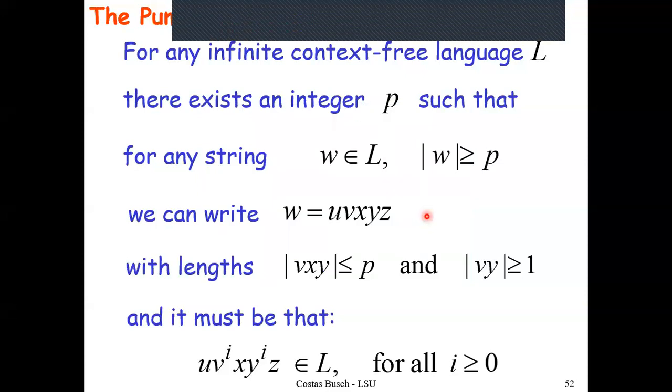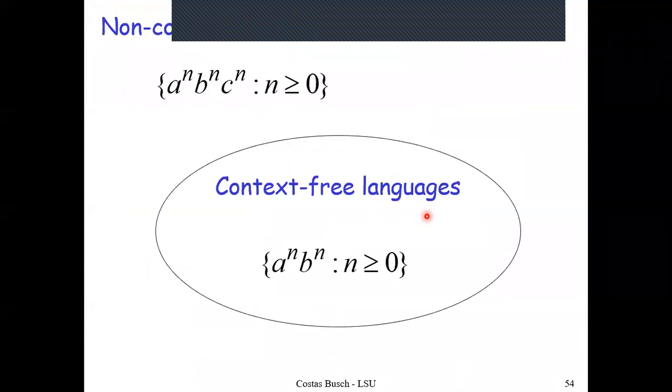Only 10 minutes are left, so I'm quickly going to discuss one example of the application of the pumping lemma for the context-free languages. I think last week I told you that the language a^n b^n c^n is not context free. So today we are going to prove that this language is not context free.